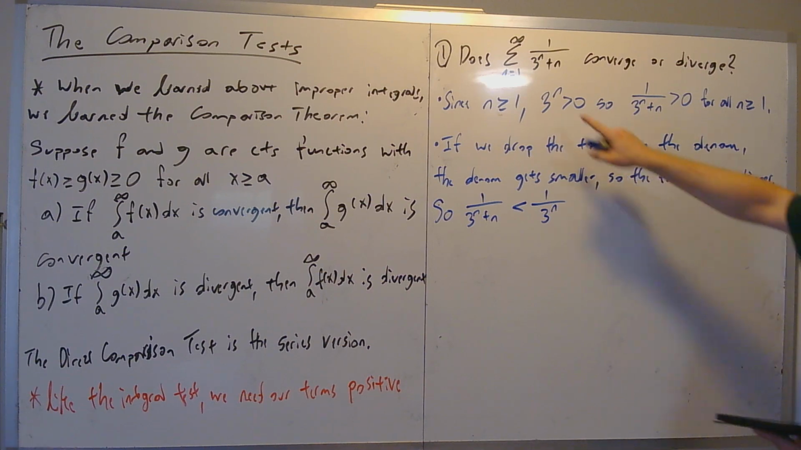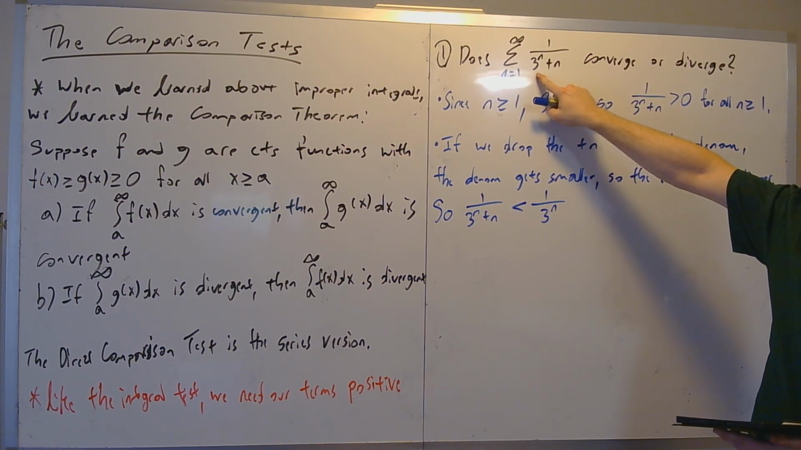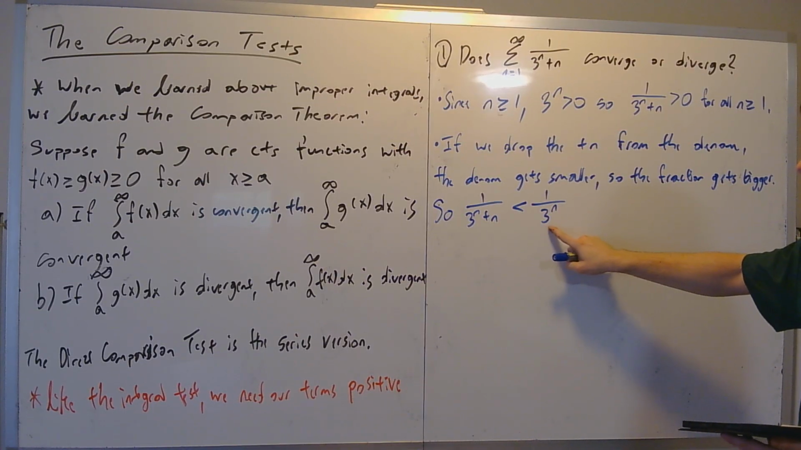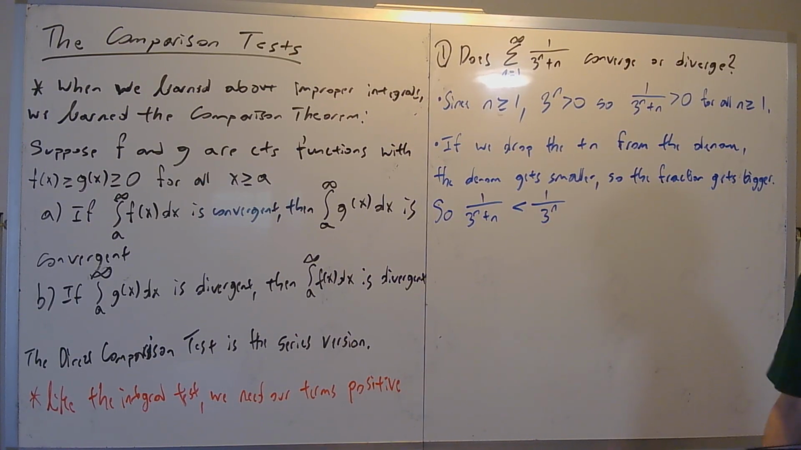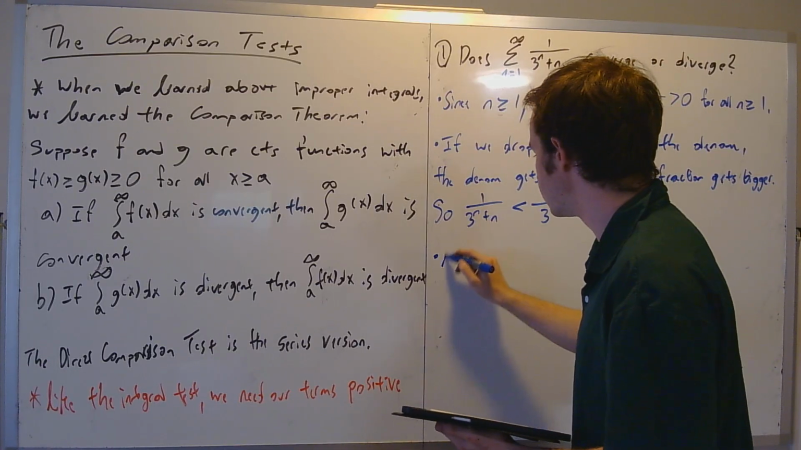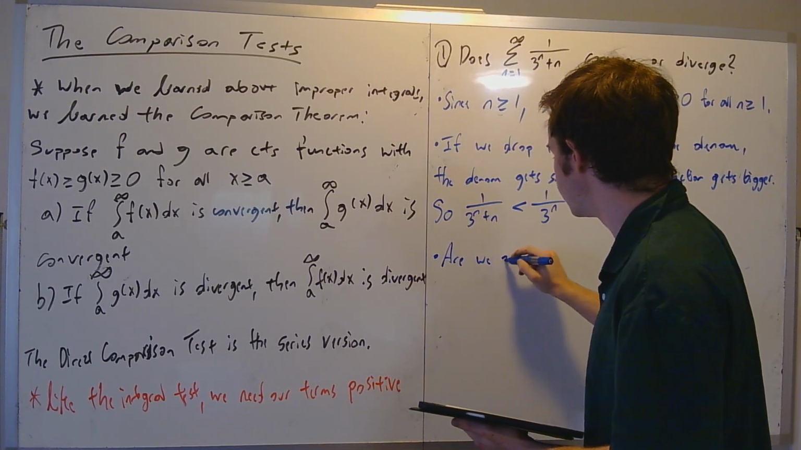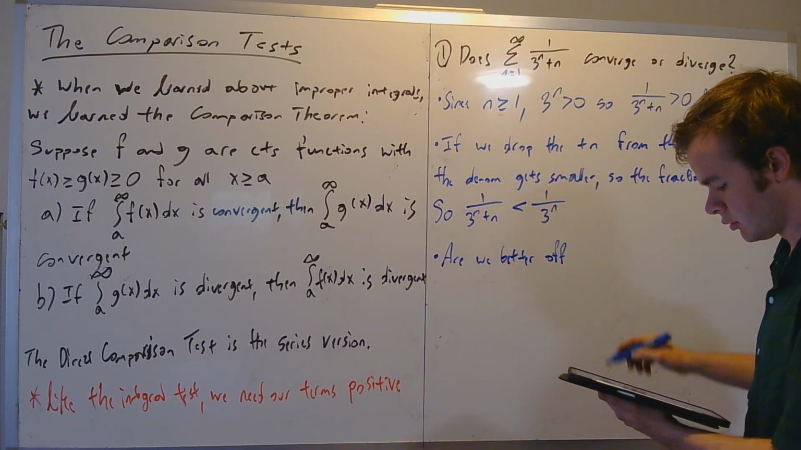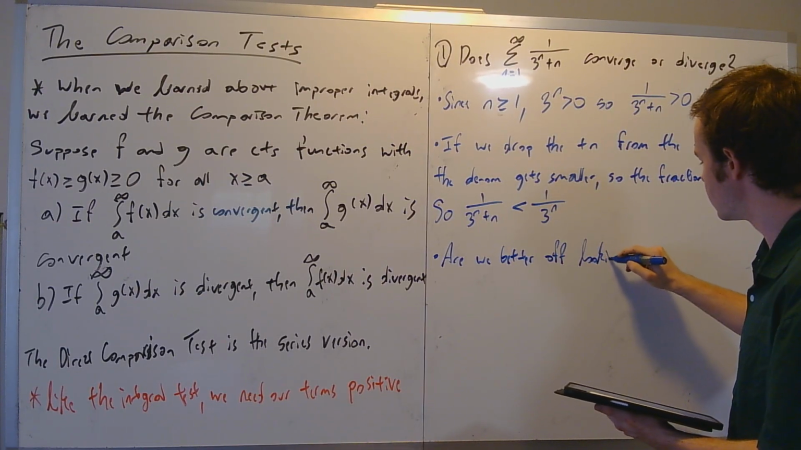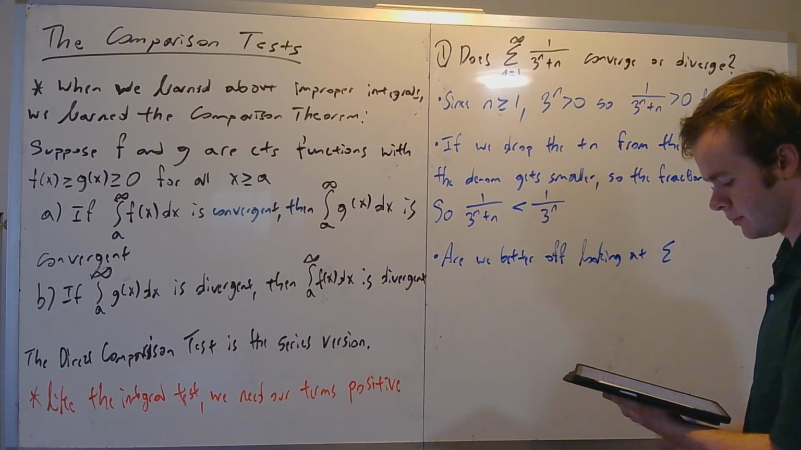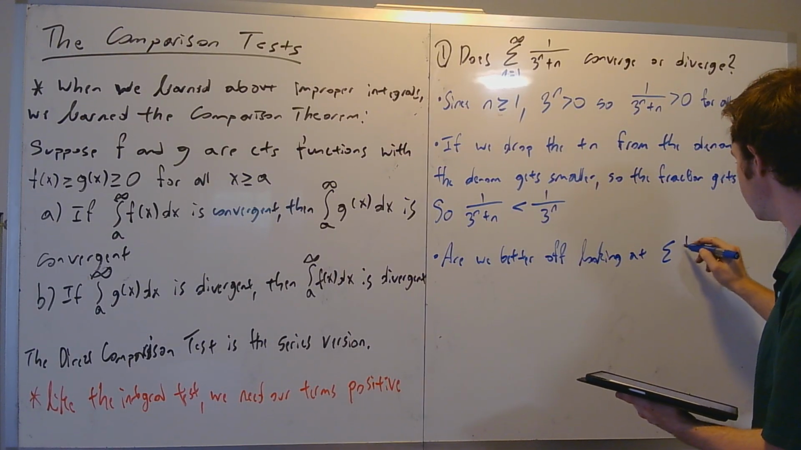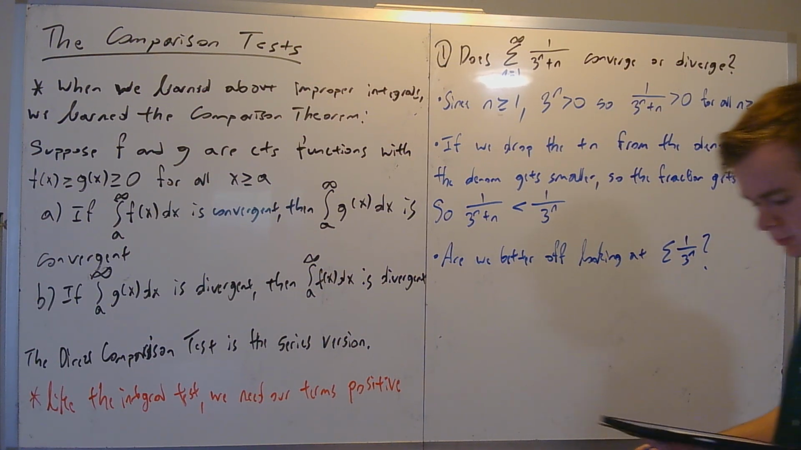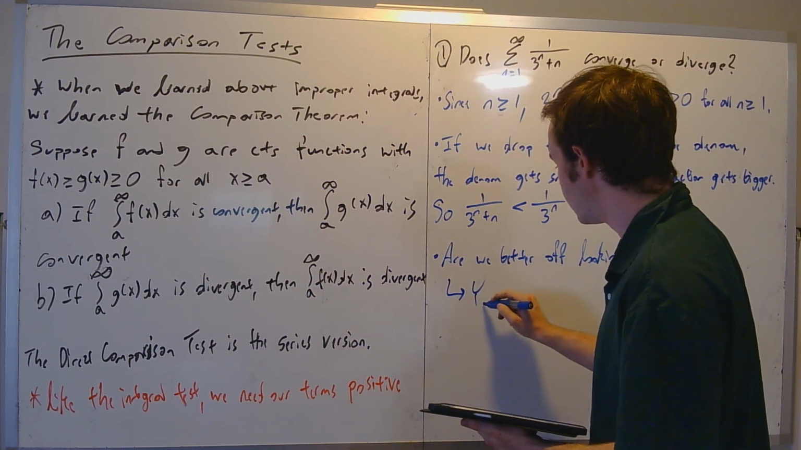So we could try to analyze this series and see whether it's convergent or divergent, but instead we can try to work with this thing, which looks a little bit simpler. So the question is, are we better off looking at the sum of 1 over 3 to the n? And the answer is definitely yes, because this thing is simpler.